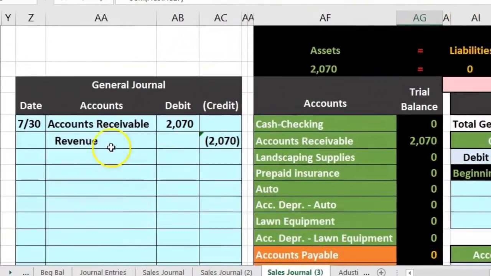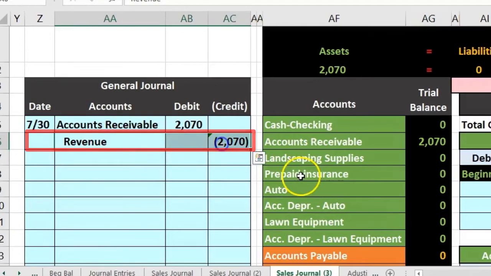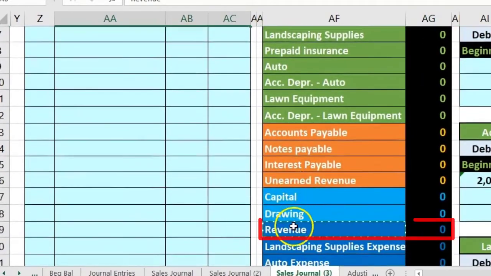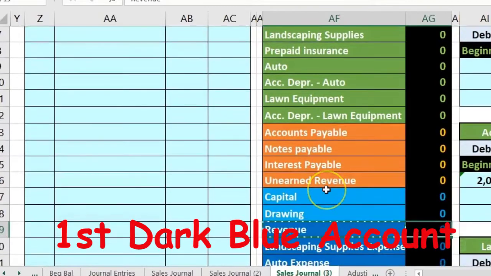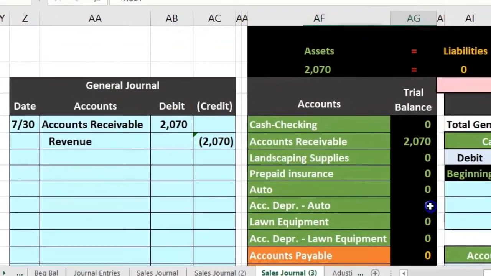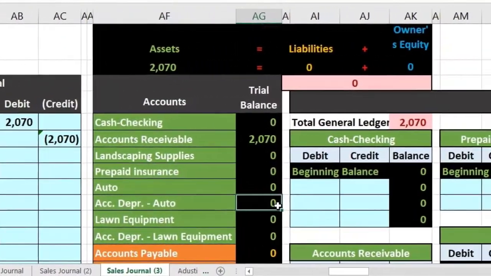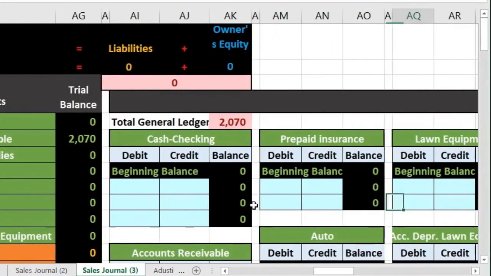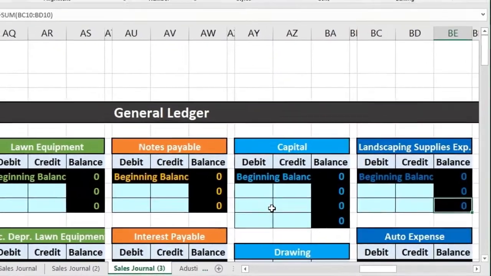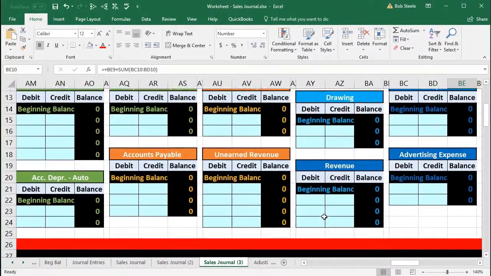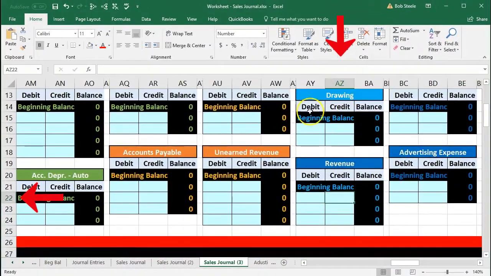Now we're going to record the second component, the revenue component. The revenue component is here. It's the first dark blue account, so it's going to be in the same order when we go to the trial balance or the general ledger. We've got the asset accounts, the liability accounts, the equity accounts, and then revenue. So we're going to be way over here in AZ22. We want to be on the credit side, so here's revenue, credit side, we're in AZ22.